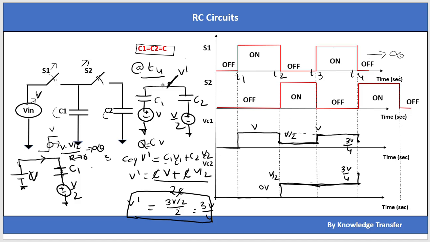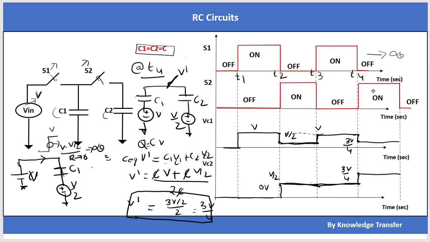And after this, when S2 is on, nothing is happening. Once the charge distribution happens between C1 and C2, it will stay there only, because there is no loss of charge happening. So this will stay here only, and this will stay here only.